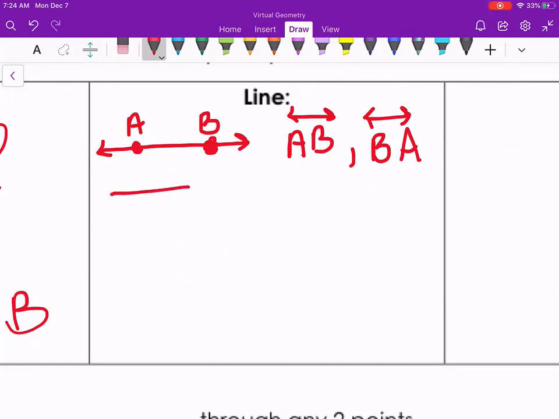Also with a line, we had the lowercase cursive letters out at one of the arrows. So this would be line L. Okay, that would be line L.